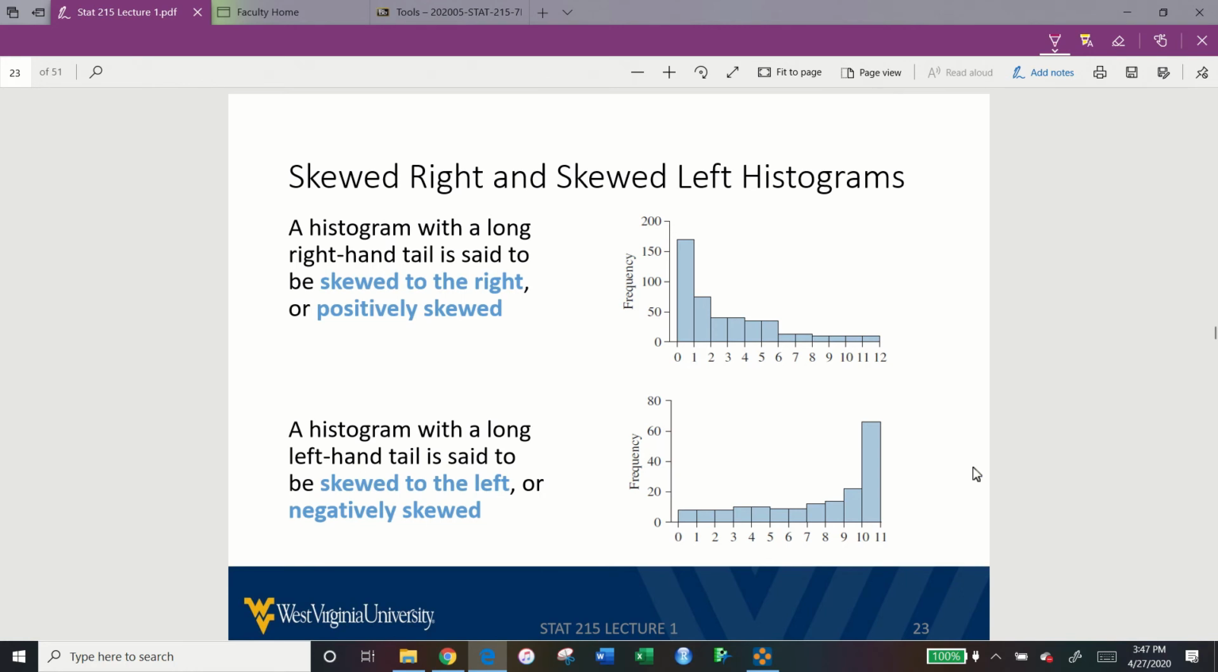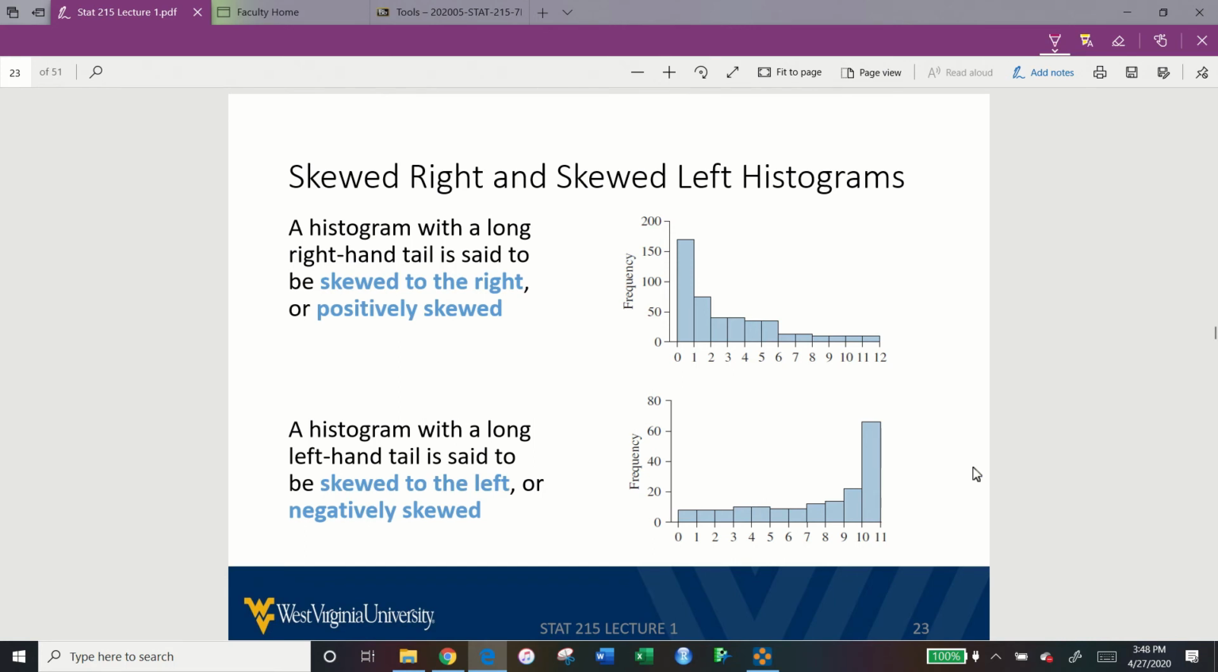A histogram with a long right-hand tail is said to be skewed to the right or positively skewed. A histogram with a long left-hand tail is said to be skewed to the left or negatively skewed. This idea of skewedness can get a bit confusing, so I tend to remember it with a little rhyme.